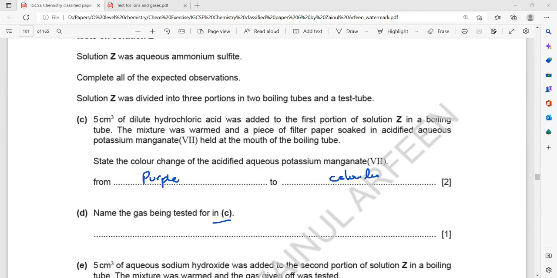The gas which is given off whenever sulfite ion is tested is sulfur dioxide. Whenever this test is done, this is a test for sulfite ion. When this test is done and we supply heat energy, a gas is given off. The gas given off is sulfur dioxide. Sulfur dioxide is an acidic gas. So the gas tested in C is sulfur dioxide.